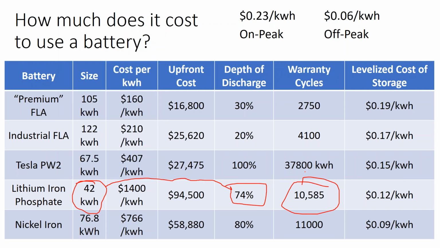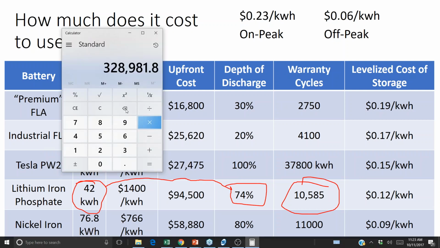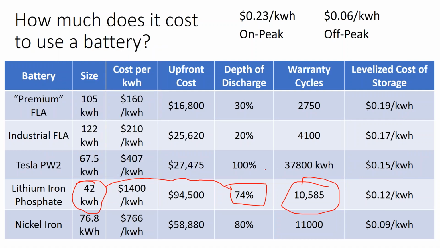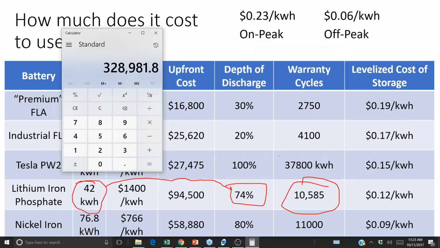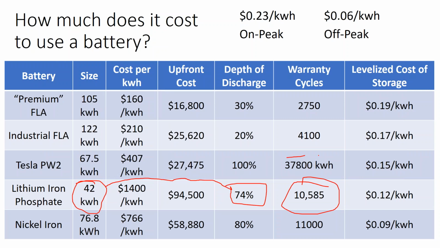What we're seeing is we're getting substantially, here we have 330,000 kilowatt hours out of this battery bank, and this Tesla Powerwall is only rated for substantially less than that. And so even though the lithium iron phosphate battery is substantially more expensive than the Tesla Powerwall 2, it does deliver a total levelized cost of storage that's cheaper than the Powerwall.